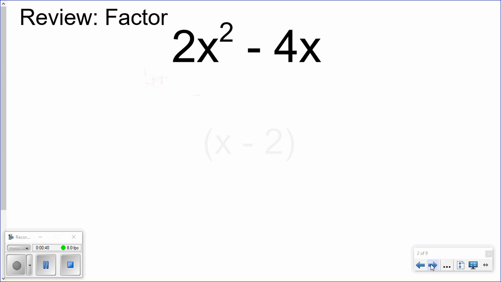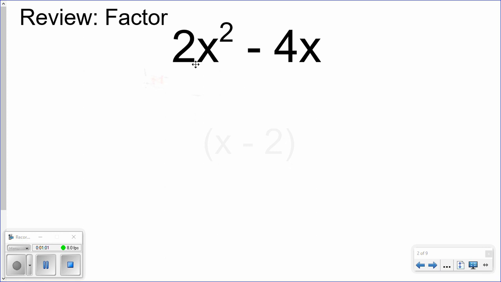Factor this: 2x squared minus 4x, and see what you can do on your own. Pause the video so you can see if you got it, and then we can talk about it. Okay? Go ahead and factor. Okay, so hopefully you were able to factor something out, and let's see if you were right.